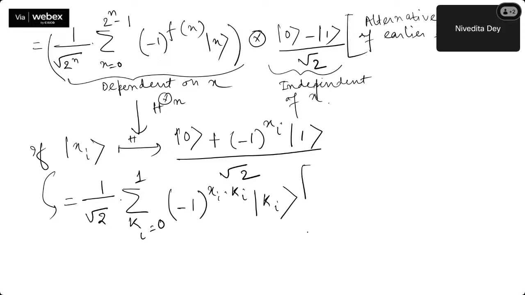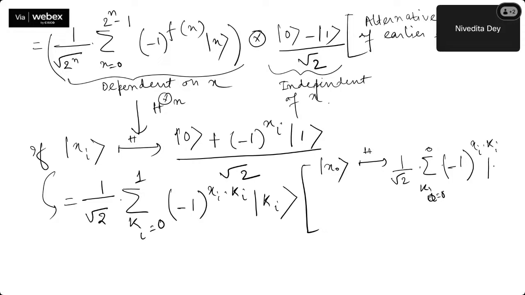For example, let me give you a small example with a particular value so that you understand it. Say for example, I have ket of x0. On Hadamard, it will be in the alternate form. Let me write it down. So it will be 1 by root over of 2, ki is basically 0 only, so 0 to 0. So no sigma will be applied, or basically it's i equal to 0 to 0. And then it will become minus 1 to the power xi ki, that is x0 k0, into this thing, that is ket k0.